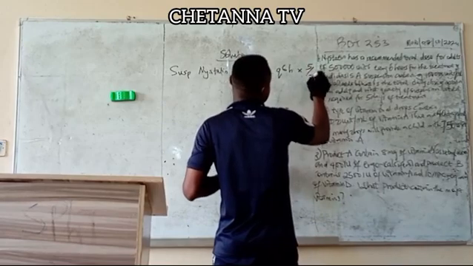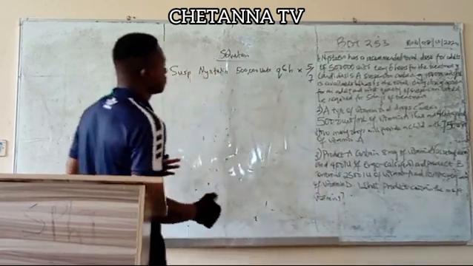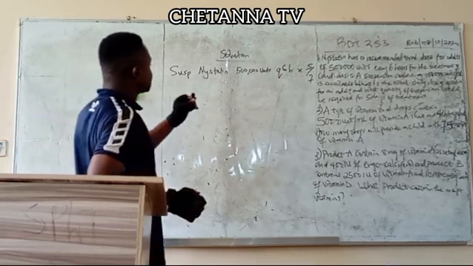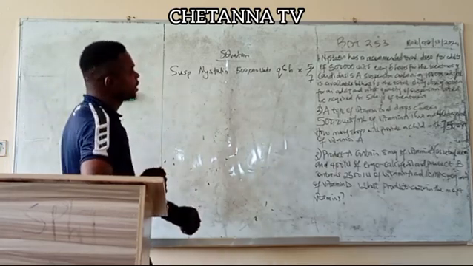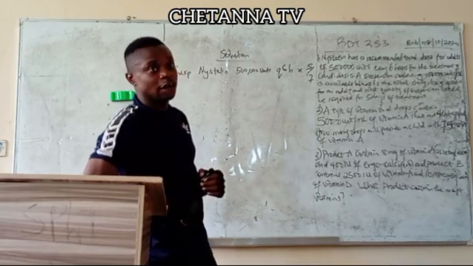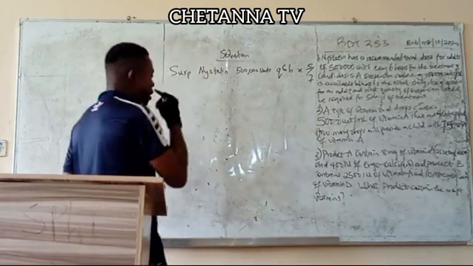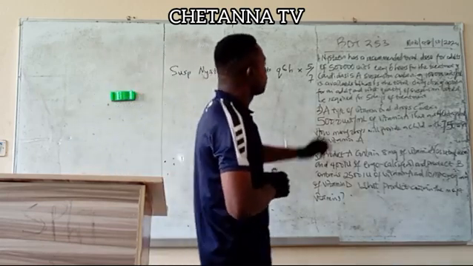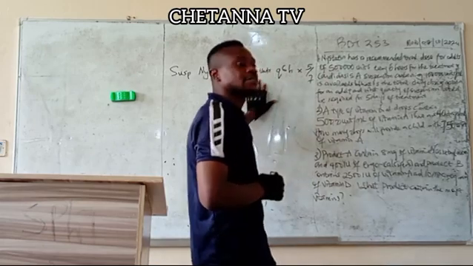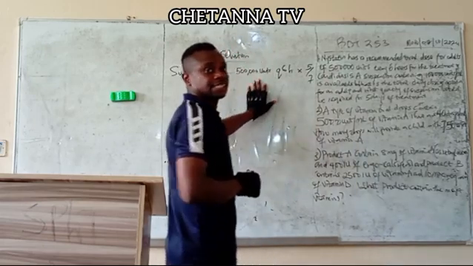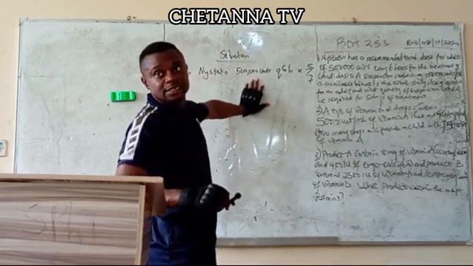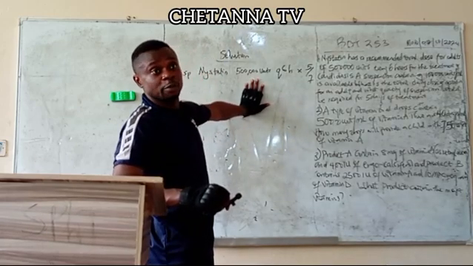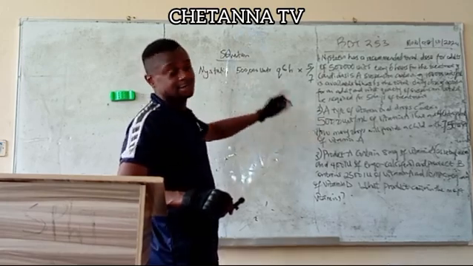5 over what? 7. Suspension nystatin 500,000 units Q6H times 5 over what? 7. Now, this is what the physician intends that the person should be given to be able to take care of the candidiasis.